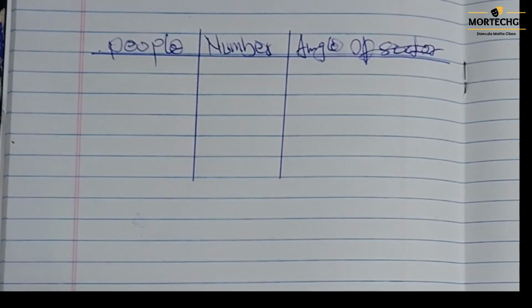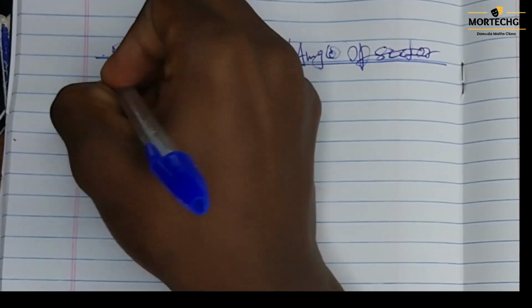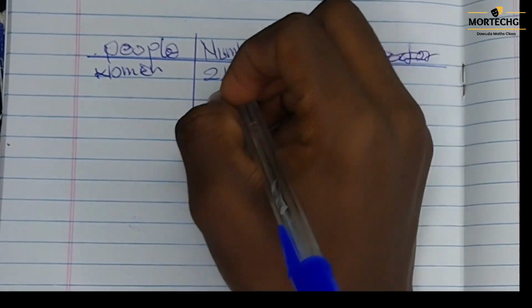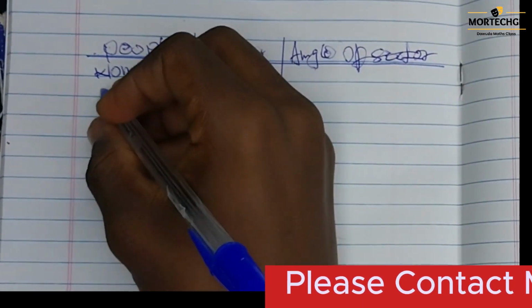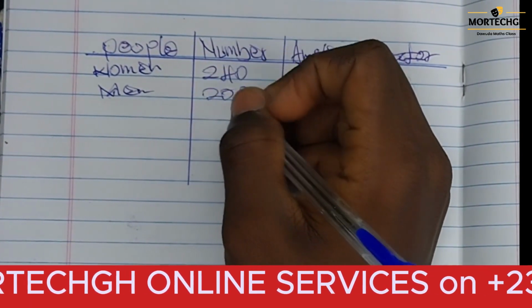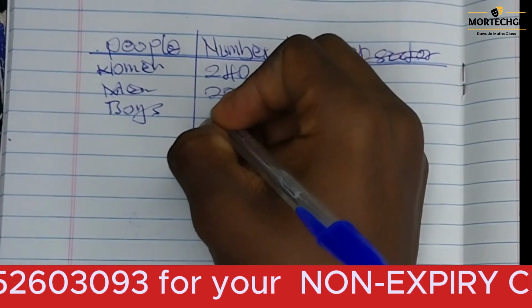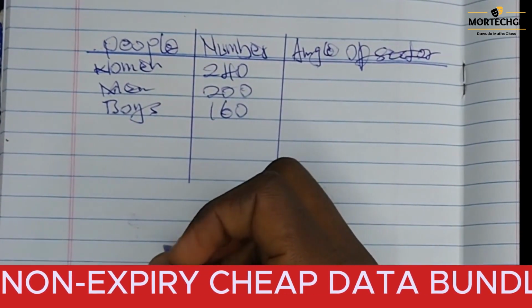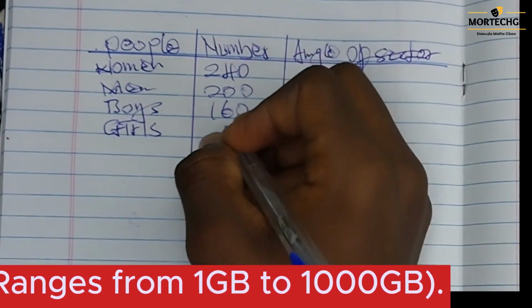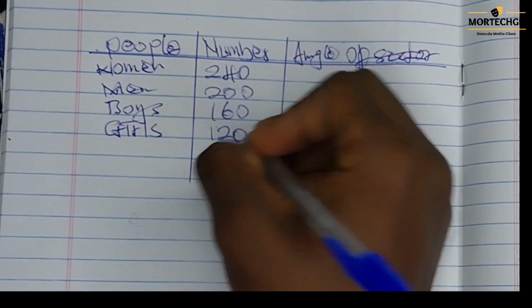So the people we have: 240 women, so women is 240, and then we have 200 men, so men is 200, and then we also have 160 boys, so boys is 160, and then we have 120 girls, so girls is equal to 120, right?